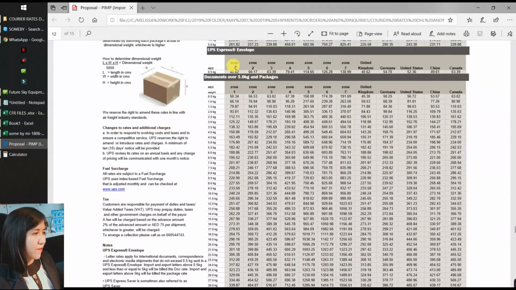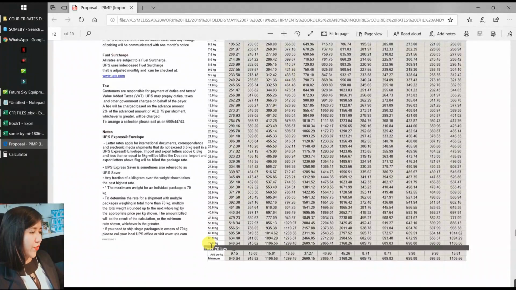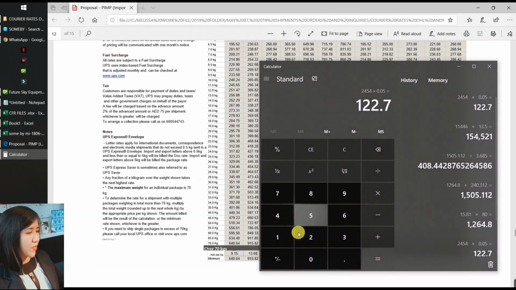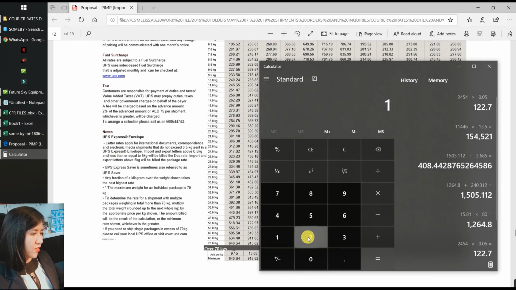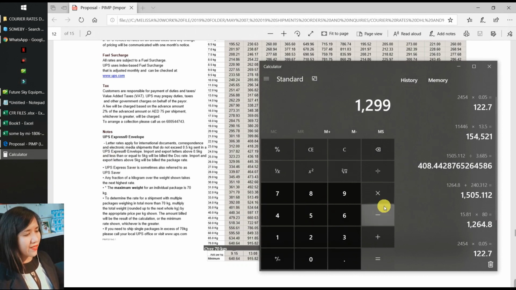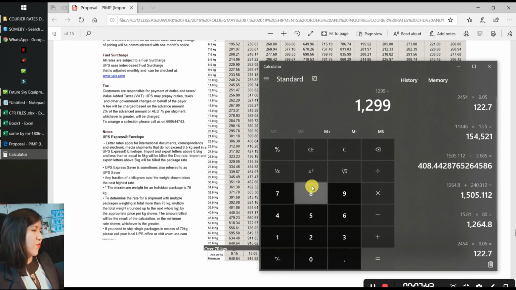the zoning: zone 1, zone 2, zone 3, zone 4. So we are checking zone 4 for 70 kg. 1, 2, 3, and 4. 1299 is your rate. That's gonna be in AED. 1299 in AED. So aside from this, they have what we call the fuel charge. There's a fuel charge of 19%.